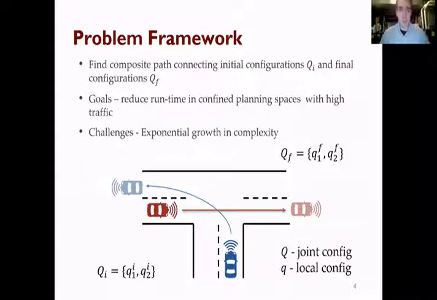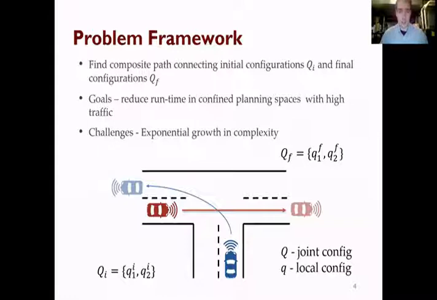The problem framework that we work with is the multi-robot path planning problem, and that is that given some initial configuration and final configuration that we denote as QI and QF, which in this context is a joint configuration, we would like to find a path from the initial configuration for each robot to their final configuration, a joint path, that is. And the goal is to do so while avoiding collisions with the environment and avoiding inter-robot collisions. An additional goal of ours is to reduce runtime of the planner, specifically in confined spaces.